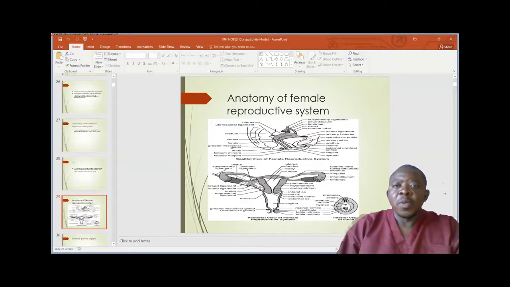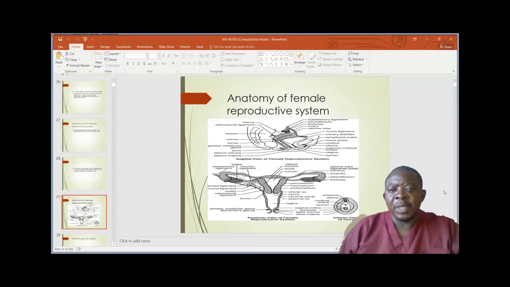So the anatomy of the female reproductive system here has the sagittal view of the female reproductive system. It has also the posterior view and it has the inferior view. Amongst these, it's also important to note within your program which ones you can be asked to draw, in terms of preparation for the exam. But it is important that you appreciate this anatomical view of the female reproductive system from all these angles.